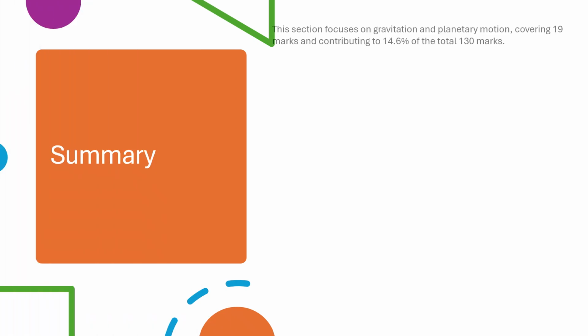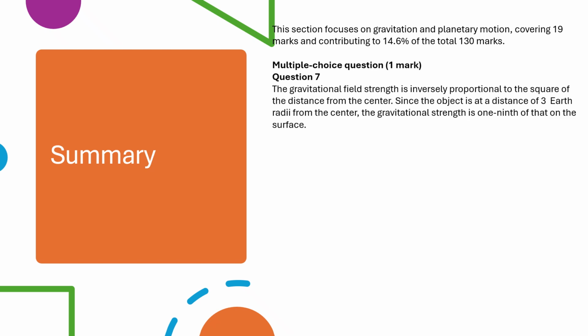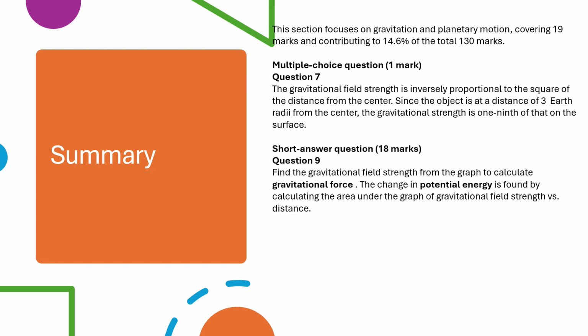This section focuses on gravitation and planetary motion, covering 19 marks and contributing to 14.6% of the total 130 marks. Multiple choice question, 1 mark. Question 7. The gravitational field strength is inversely proportional to the square of the distance from the center. Since the object is at a distance of 3 Earth radii from the center, the gravitational strength is 1/9 of that on the surface. Short answer question, 18 marks.